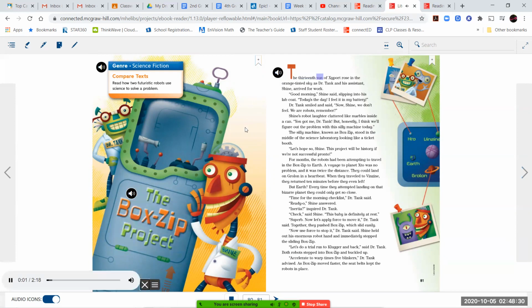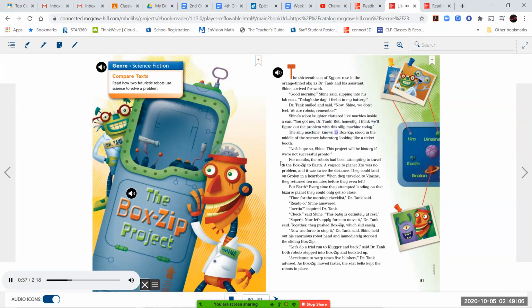The 13th sun of Zyport rose in the orange-tinted sky as Dr. Tank and his assistant, Shine, arrived for work. "Good morning," Shine said, slipping into his lab coat. "Today's the day. I feel it in my battery." Dr. Tank smiled and said, "Now, Shine, we don't feel. We are robots, remember?" Shine's robot laughter clattered like marbles inside a can. "You got me, Dr. Tank, but honestly, I think we'll figure out the problem with this silly machine today."